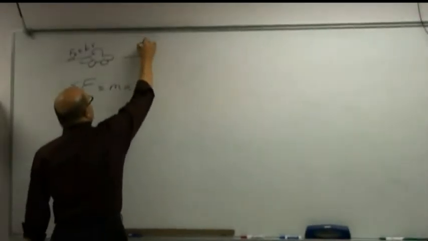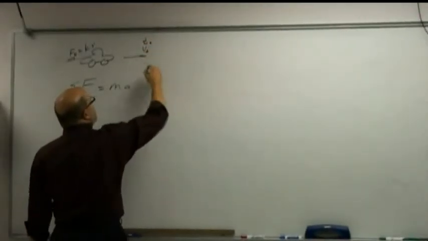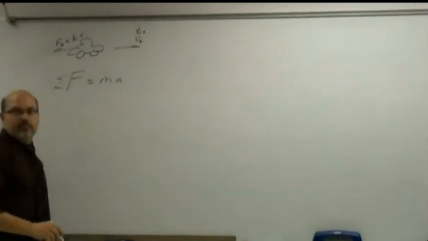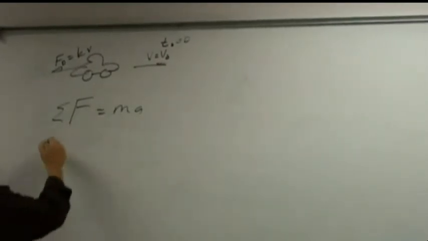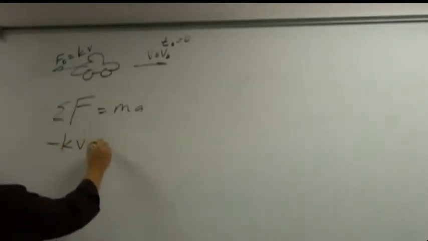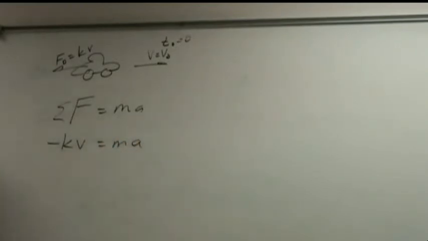All right, here's our car entering a resistive medium, in the direction that the car is going, to the right. At time equals 0, v equals v naught. And it enters the resistive medium. We have only one force in that direction. It's negative kV in our case, equals ma.